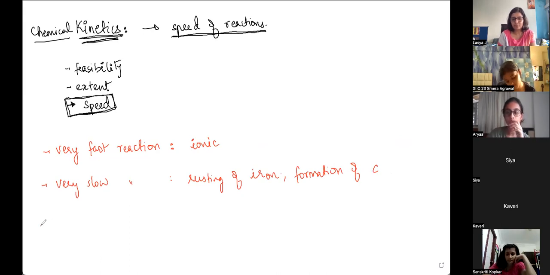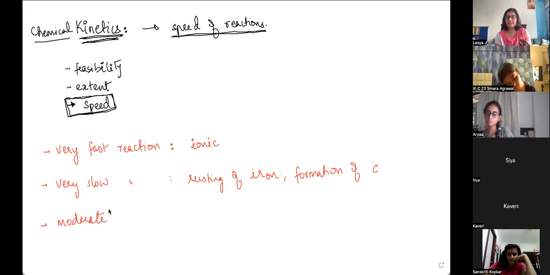And then you have moderate reactions, moderately fast reactions. So this falls somewhere between. It's not instantaneous like your ionic reactions, but it's not extremely slow. It takes place over the range of a few hours or so. These are something that you can control. You can control it by changing the temperature conditions, maybe pressure conditions, to make it slightly quicker and make it more useful for your yield.